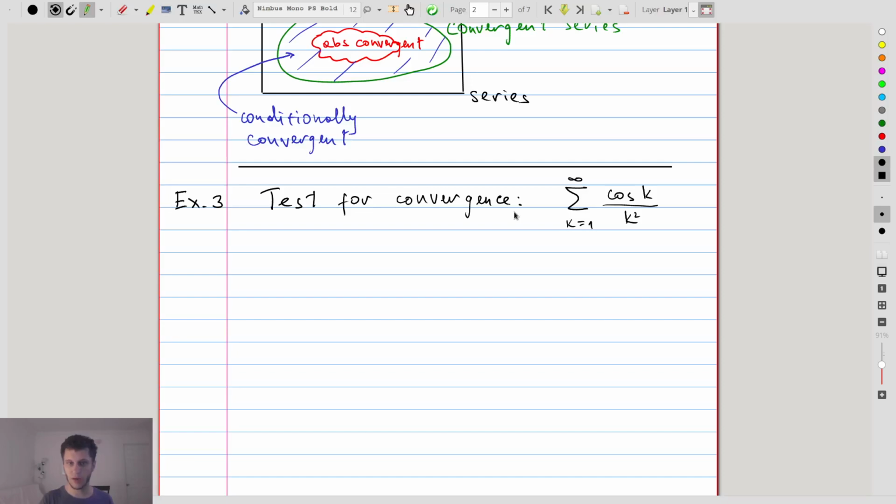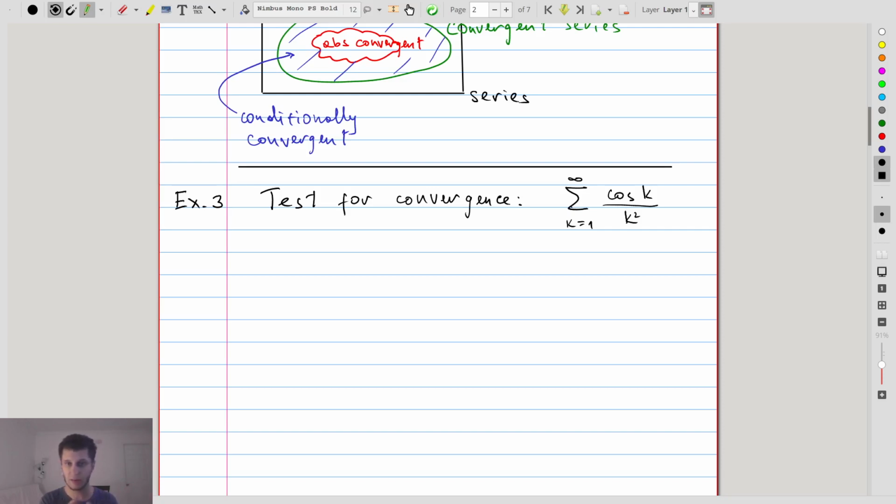Let me illustrate the usefulness of the notion of absolute convergence by this series. Notice that cosine k here in the numerator changes sign, so it can be both positive and negative, and it does that in a very unpredictable manner. So this is very much unlike the alternating series, in which the behavior of signs is very predictable. It's plus, minus, and so on. Here, on the other hand, we have very unpredictable behavior of the signs of cosine k.